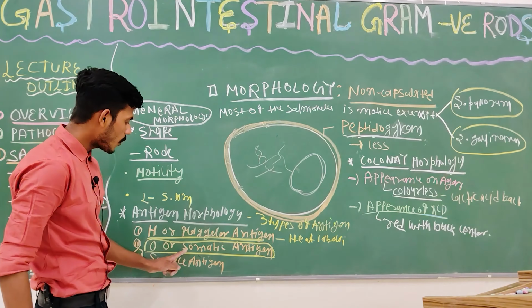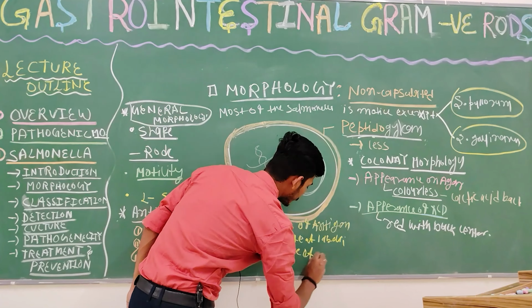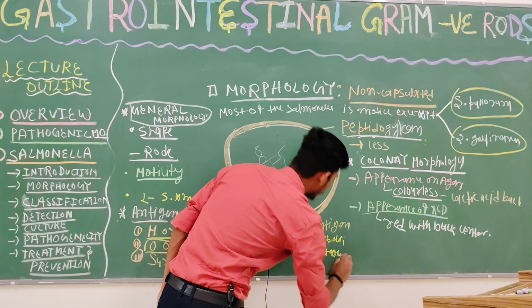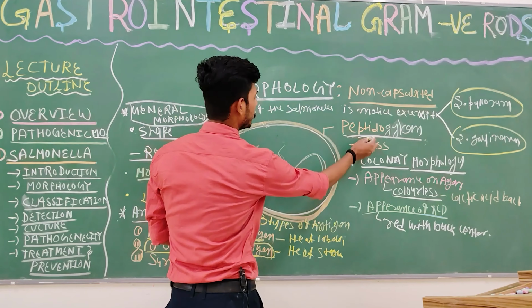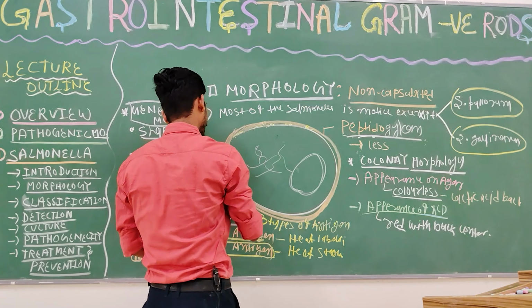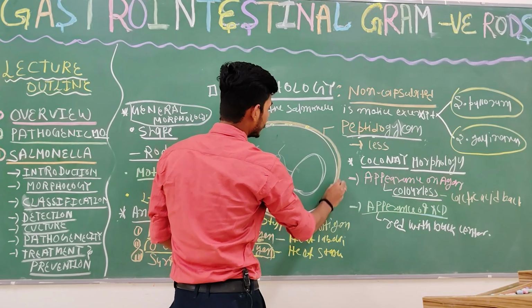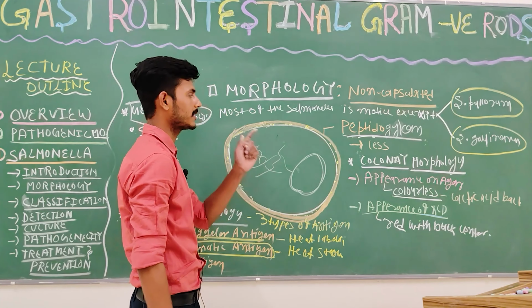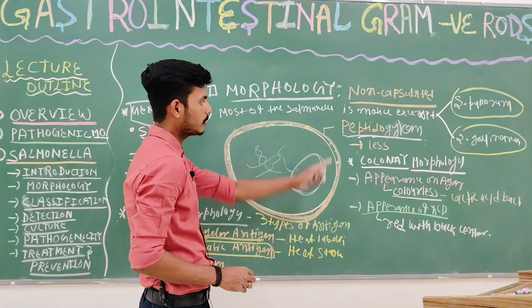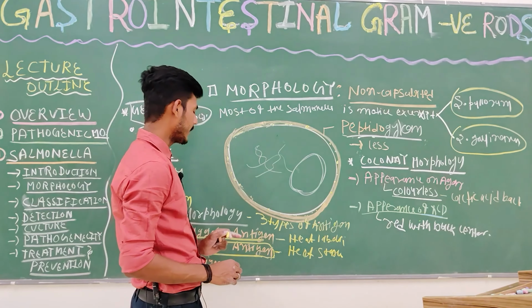And this O or somatic antigen is heat stable. And where is it present? It is present here, my friends, over the peptidoglycan layer, or basically it forms the peptidoglycan layer of this Salmonella bacterium. And the peptidoglycan layer is what? It is the cell wall of this bacteria.